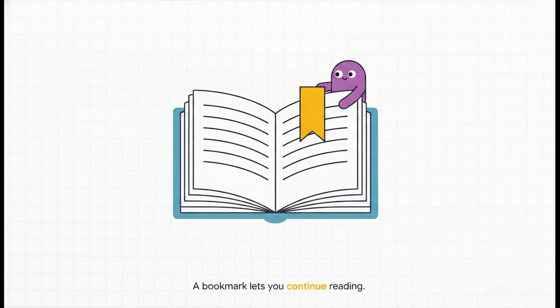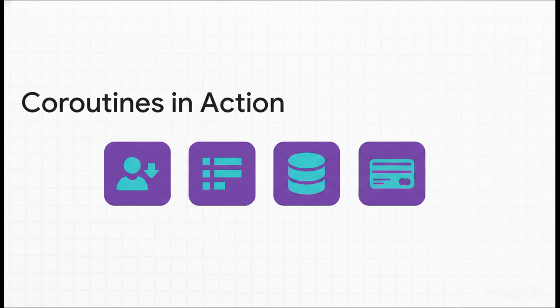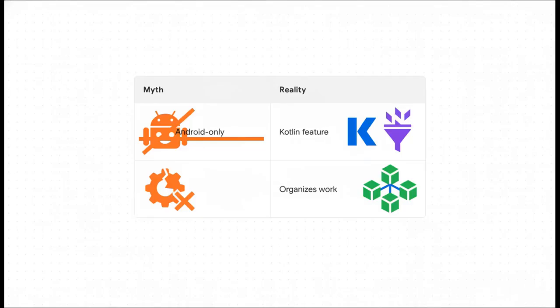It is a task with memory. It knows where it paused, what it was doing, and what comes next. Need to download a user? That's a coroutine. Load a feed? Coroutine. Save to a database or process a payment? Those are coroutines too. Each one is a discrete unit of work that knows how to pause and pick back up. Now, there are 2 myths we need to kill immediately.